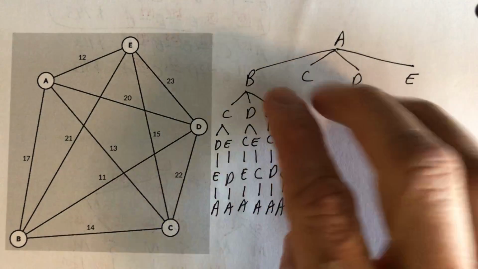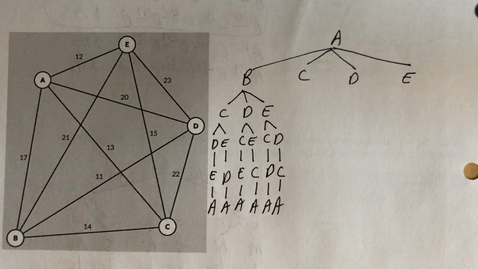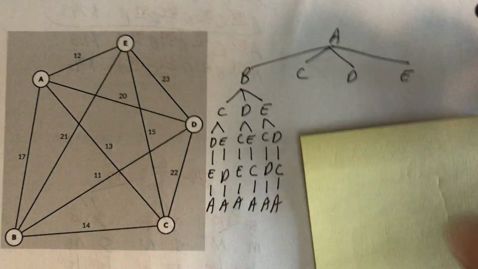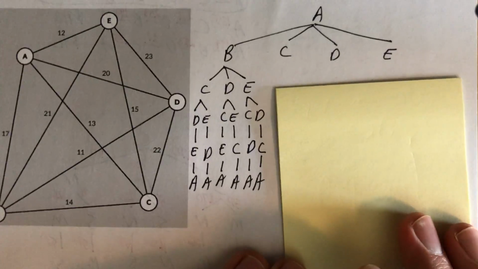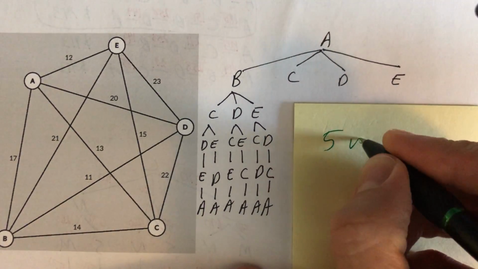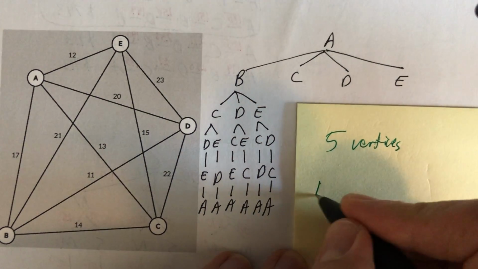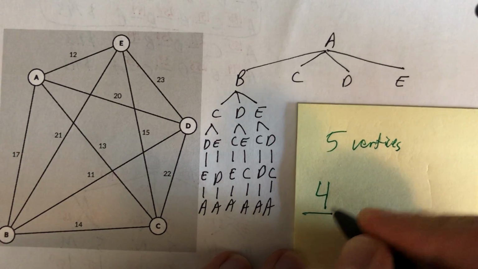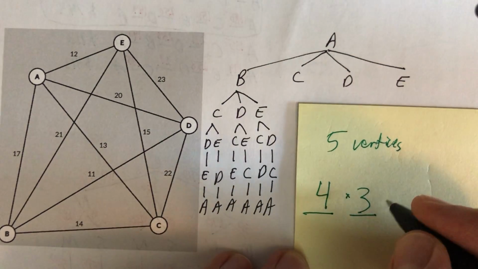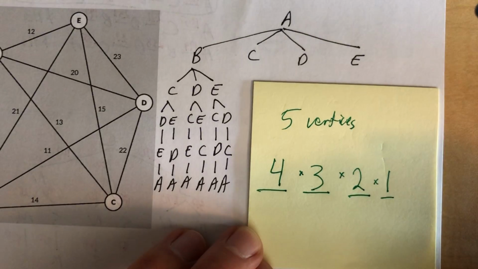I start with 1, I go to 4, and then 3 possibilities, and then 2 possibilities. What I'm really doing is this. Okay, check this out. If I had 5 vertices, then what I really have is 4 possibilities, and then 3 possibilities, 1, 2, 3, and then 2 possibilities, and then 1 possibility. See what I'm doing here?